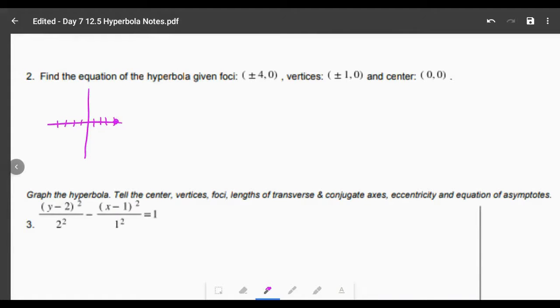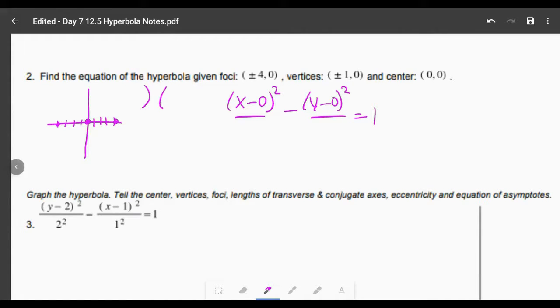If I have focal points at (4, 0) and (-4, 0), I know that my hyperbola has to open to the right and to the left, but I also know that my center has to be (0, 0). So it's going to follow a general format where it's going to be (x minus 0) squared, minus (y minus 0) squared. We know we're going to have some denominators, but it will equal 1.